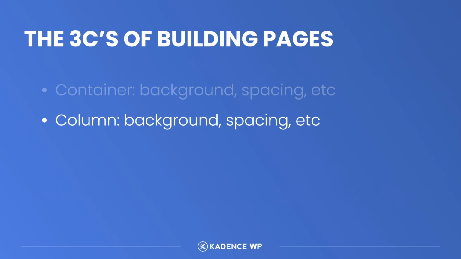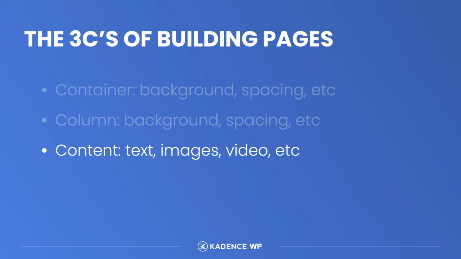Next, inside of that container, you have a column or columns, meaning you can have one, you can have six columns, depending on how you want to split up the spacing inside of the container or the row. And inside columns, you also have dedicated properties, such as background, spacing, etc. So far we have two of our C's, the container and the column, and the third C is your content. Your content is going to simply be text, images, video, buttons, special modules like a styled testimonial, whatever it is, it's pretty much all just content.